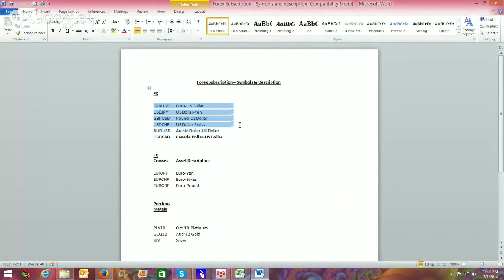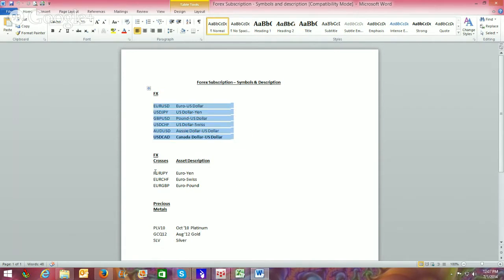So obviously these are the four majors: Euro US dollar, dollar yen, cable (dollar pound), and then the Swissy, dollar Swiss. In addition, we're going to spot, correct? This is spot Forex, exactly. In addition, we're going to give you the two commodity currencies, Aussie against the dollar and dollar CAD. So those are the six pairs.